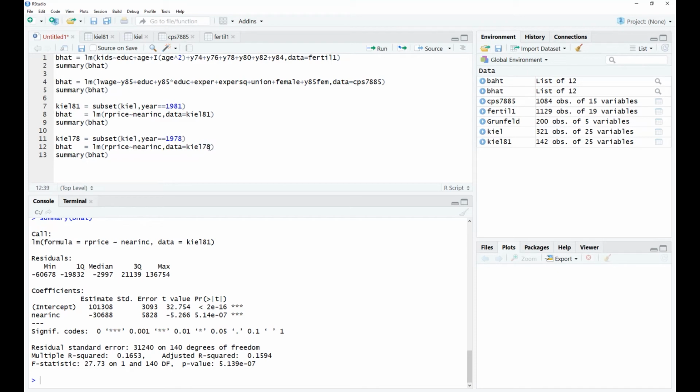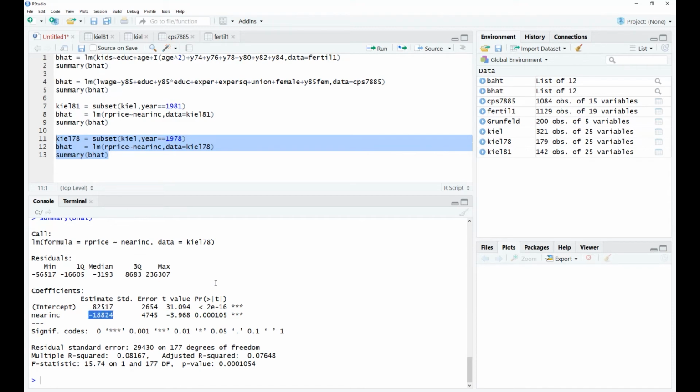Right? And note, since we know where those homes are in 1978, we know where the garbage incinerator is going to be. We can estimate the model. And here what we find is the following: in 1978, homes that were located near the garbage incinerator, which didn't exist in 1978, are priced at almost $19,000 below the average value.